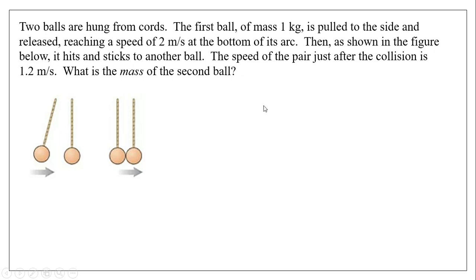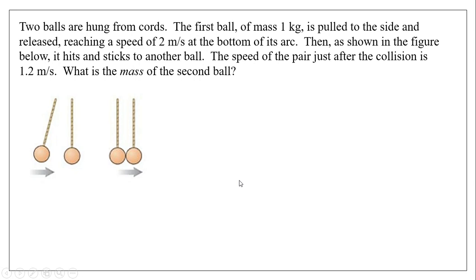All right, so in this particular one, we have two balls that are hung from cords. The first ball has a mass of 1 kilogram, and then it's pulled and released, and it reaches a speed of 2 meters per second at the bottom of the swing. Then they collide and stick together, and the speed of the system after is 1.2 meters per second. It wants us to find the mass of the second ball.